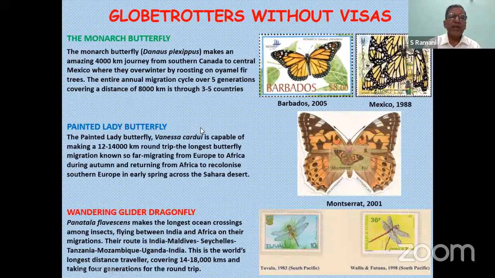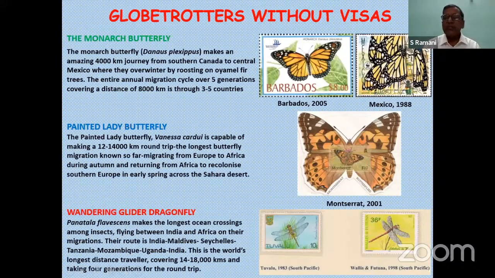Also, the painted lady butterfly, which flies all the way from Europe across the desert of Africa and then returns back. This is one of the longest butterfly migrations known, 12 to 14,000 kilometers. Of course, closer to home, we also have the wandering dragonfly, Pantala flavescens, which makes an ocean crossing all the way from India to Africa and comes back. This is about 14 to 18,000 kilometers, and it takes about four generations to make the trip. A number of countries have produced stamps of this particular insect.